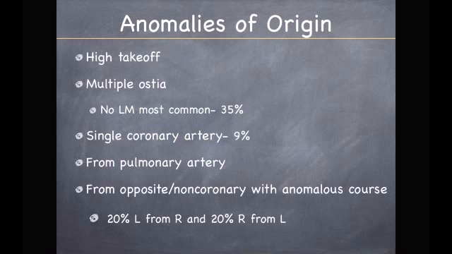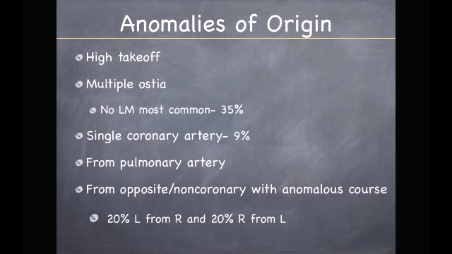So anomalies of origin, we can have vessels that come off too high. So generally what happens in this situation is, rather than the vessels coming off of the coronary sinus or the sinuses of Valsalva, they actually come off of the tubular portion of the aorta above the sinotubular junction. They can have multiple ostia. In fact, the most common one of these would be no left main. So in this situation, you would have the LAD and the circumflex arising from the sinuses of Valsalva without a left main coronary artery. And that actually occurs in about 35% of cases of multiple ostia.